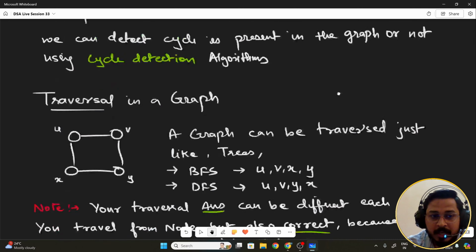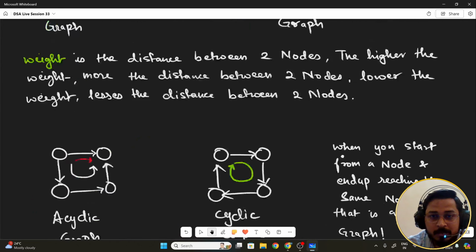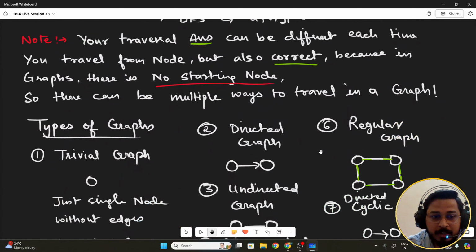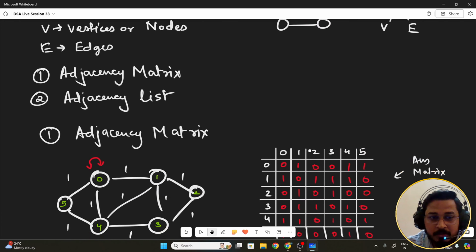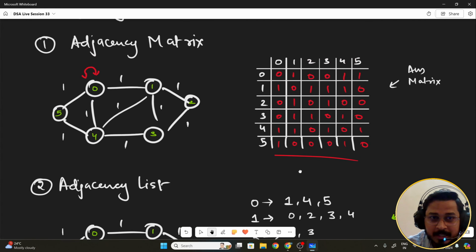We talked about graphs, we talked about weights, we talked about types, we talked about paths, we talked about degrees, we talked about traversal in the graph. We have talked about types of graphs. We have talked about graph representation. We have talked about adjacency matrix, adjacency list. A lot of things we have talked about in today's class, guys.